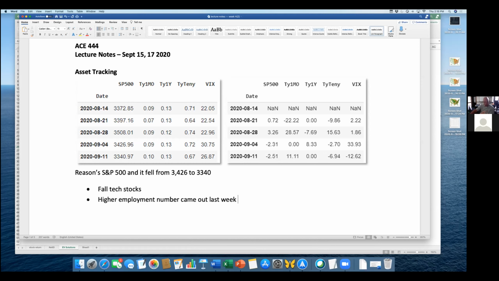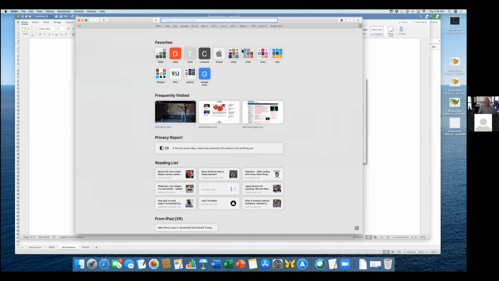What else did we see out there in the economy that might have had an impact on our S&P 500? Again, it fell 2.551%. And I want to do a couple things here. Number one, I want to go to Yahoo Finance.